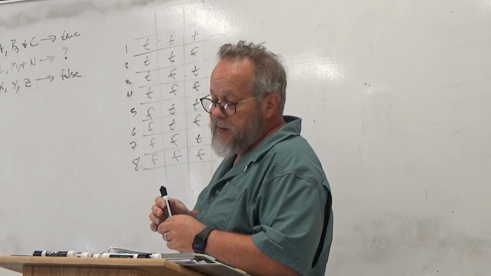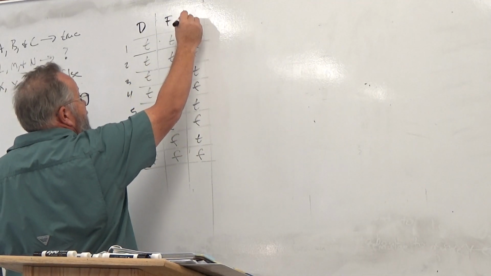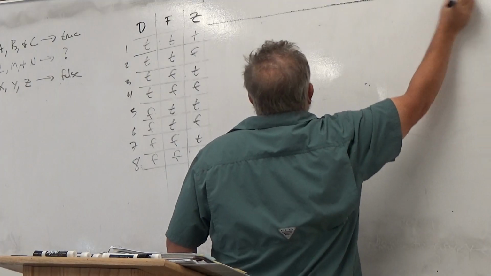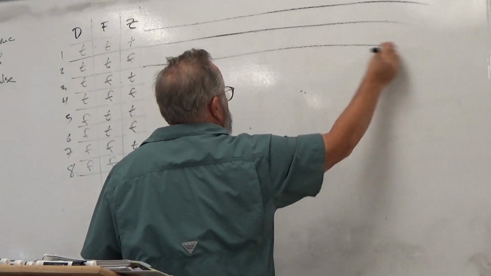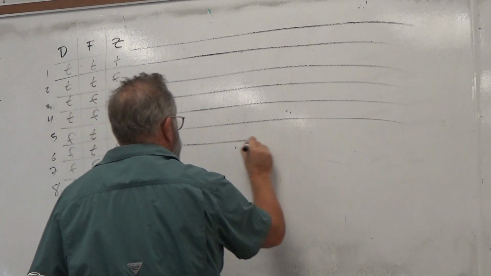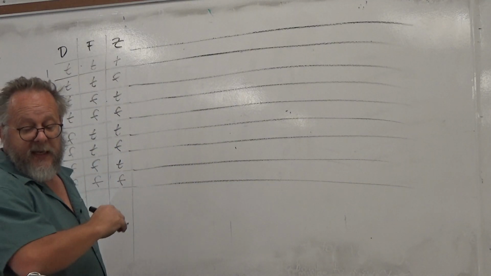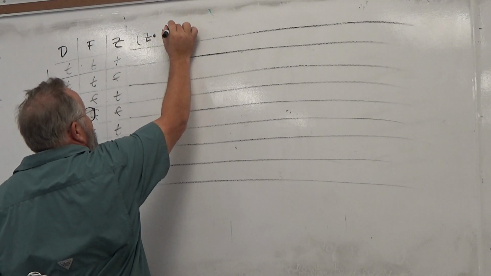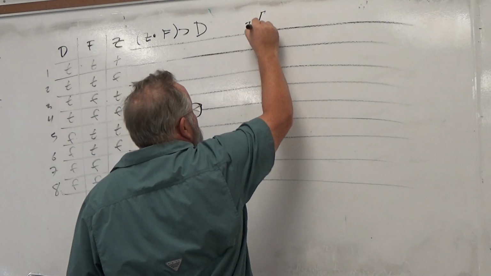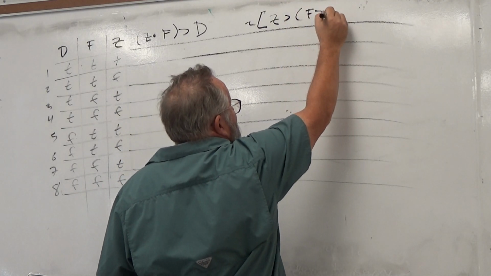So, 7, we have D, F, and Z as our statement constants. D, F, and Z. We have Z and F then D, Z and F then D. And we have not, and then it goes Z then F then D.